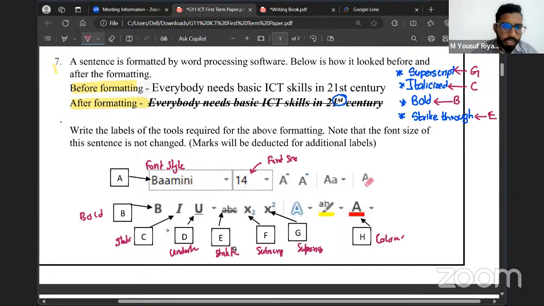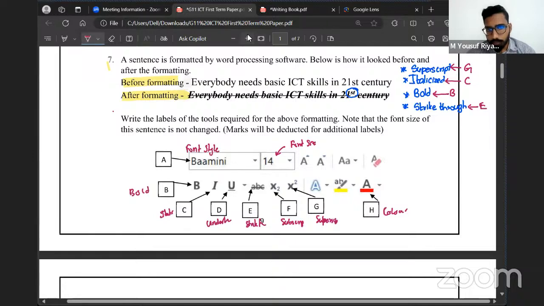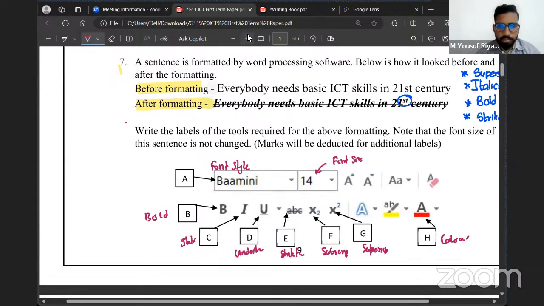Okay, write the labels of the tools required for the above formatting. Note that the font size or style is not changed. Marks will be deducted for additional labels. All right. If you give additional labels, marks will be deducted. So here the correct ones are these four. Is that clear, all of you? So the answer should be G, C, B, E. Any questions, anyone?